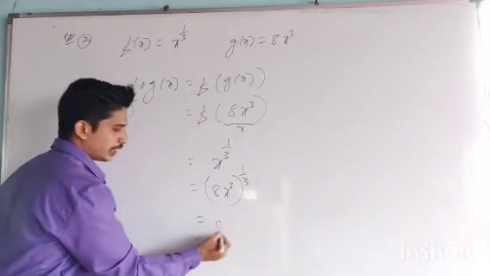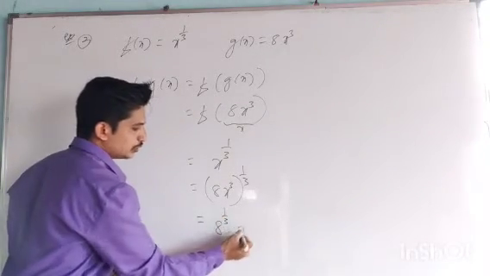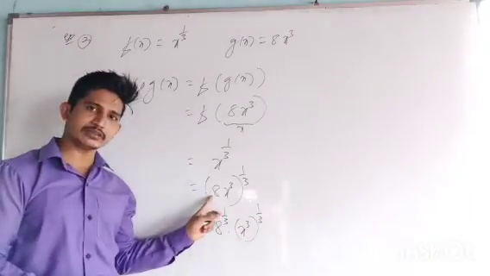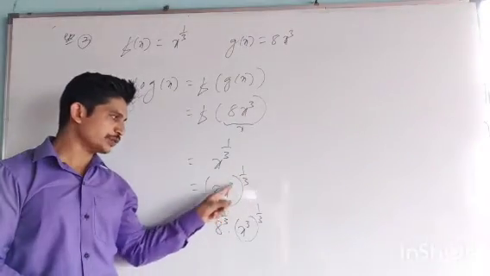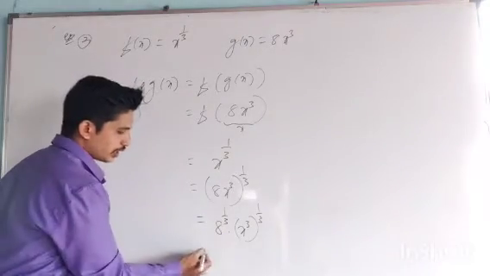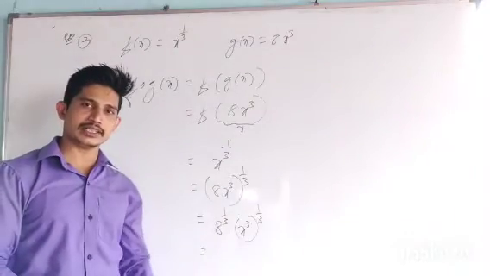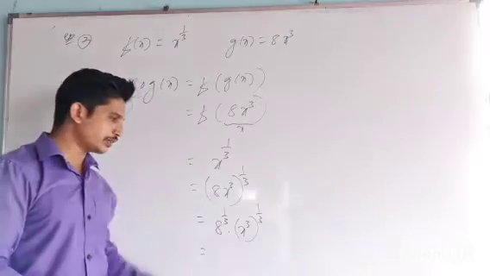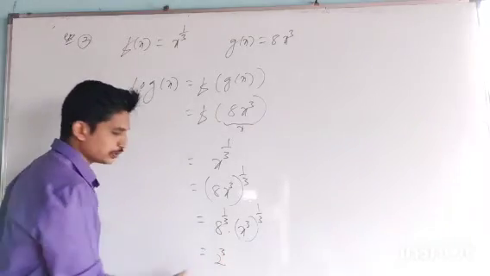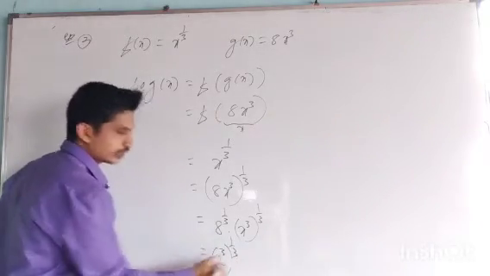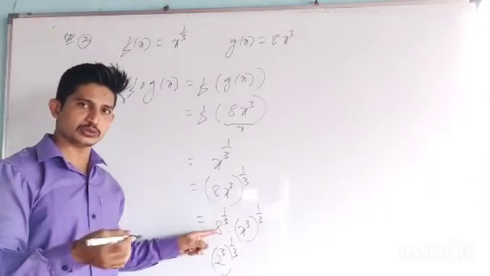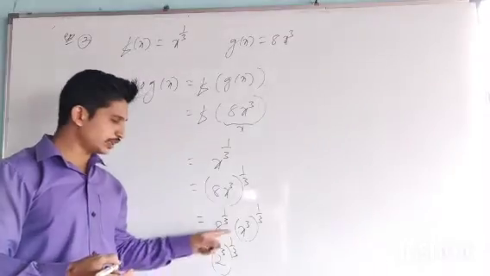So that means 8 raised to 1 by 3 into x cube raised to 1 by 3. Both are having 1 by 3 power commonly. Now 8 raised to 1 by 3, I can write 8 as 2 cube, which is 2 into 2 into 2. So 2 cube raised to 1 by 3.